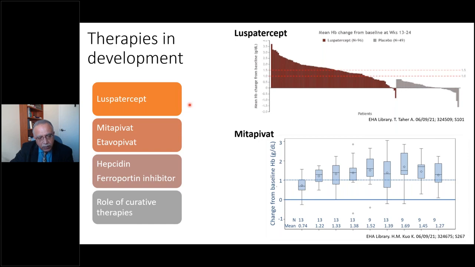We do have some optimism about therapies that are being developed now, and these include luspatercept. The recent trial shows that the majority of the patients had a greater than 1 gram improvement, and some patients have much higher improvement in their baseline hemoglobin levels. There are also other drugs in development, including pyruvate kinase activators, and there are others that have been tried. Some of them have worked and some have not.